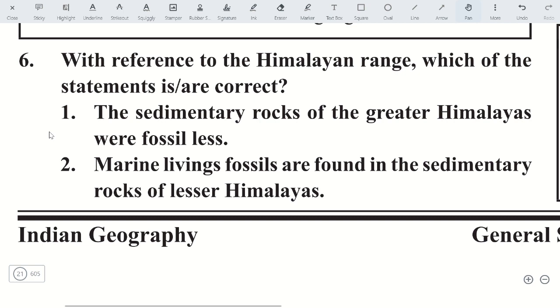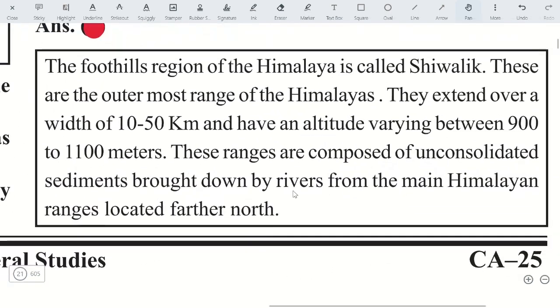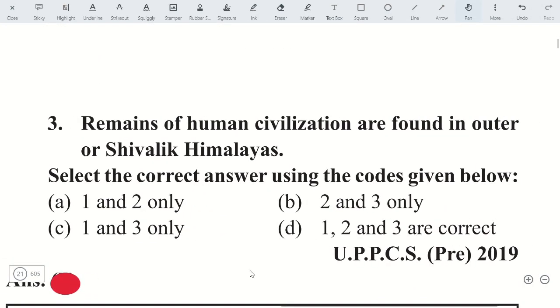Next question. With reference to the Himalayan range, which of the statements are correct? The sedimentary rocks of the Greater Himalayas were fossilless. This is wrong, because sedimentary rocks of Himalaya have fossils. Marine living fossils are found in the sedimentary rocks of Lesser Himalaya. Lesser Himalaya means Middle Himalaya. Yes, it is true. Let's move on to the next statement. Remains of human civilization are found in the outer or Shivalik Himalaya. True. Then 2 and 3 are true. Then the option will be B.